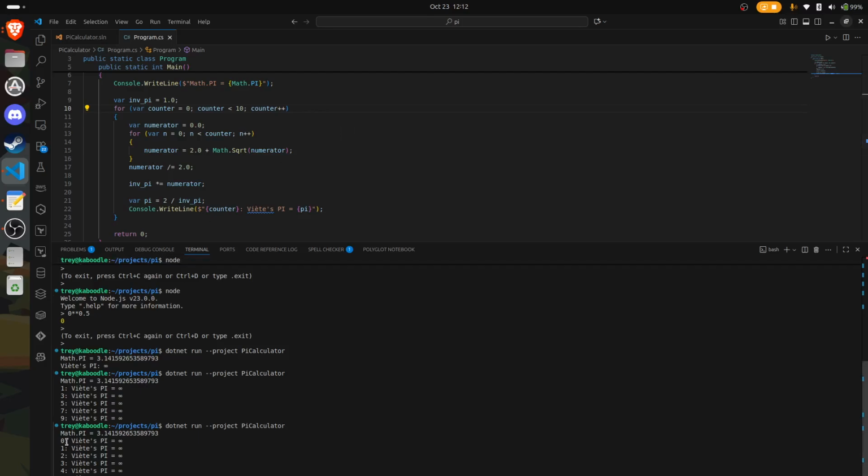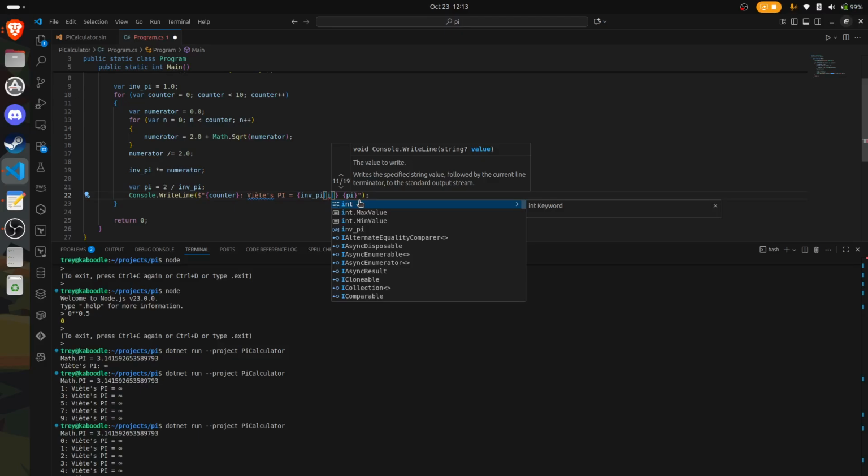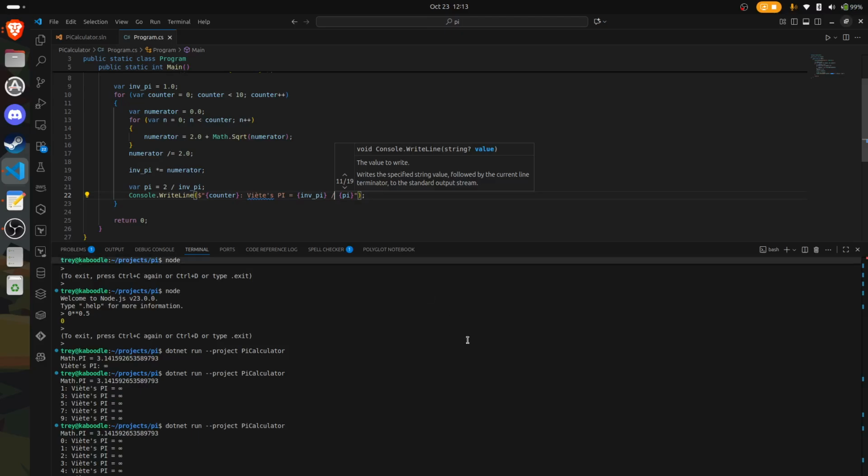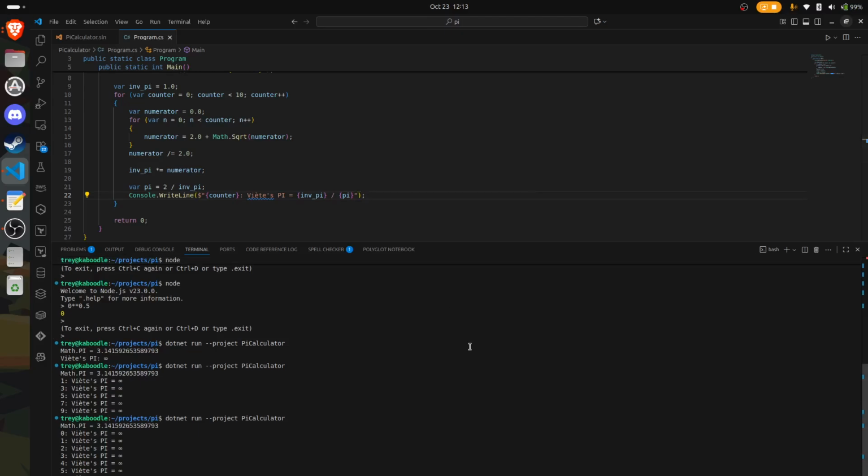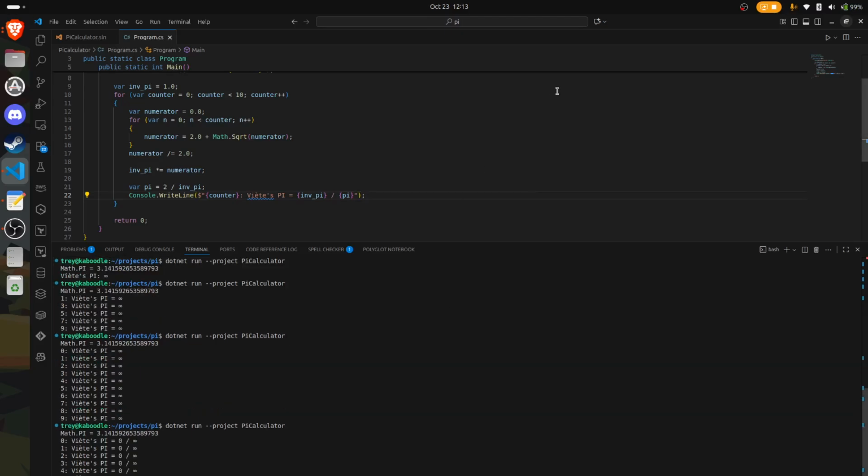Okay, starting from 0. Whereas the infinity, let's get the value of the inverse of pi. It's just 0. We're doing 2 over 0, which is infinity.